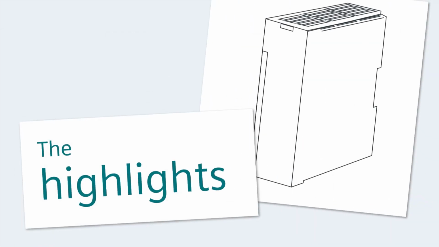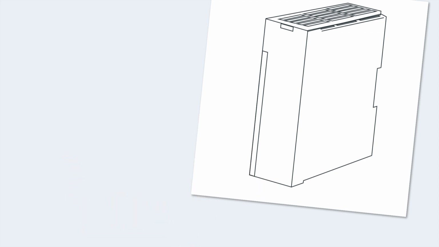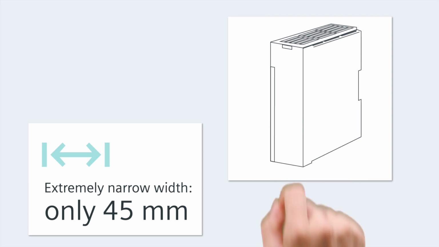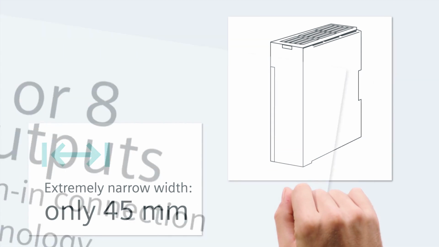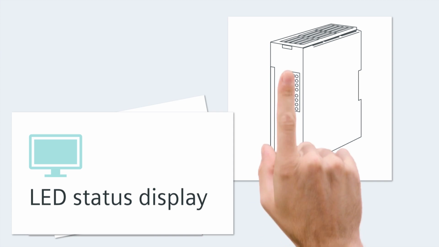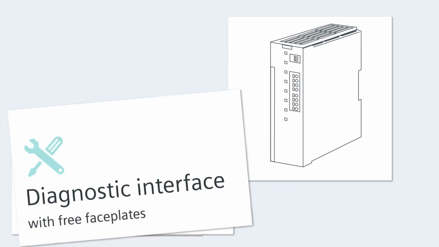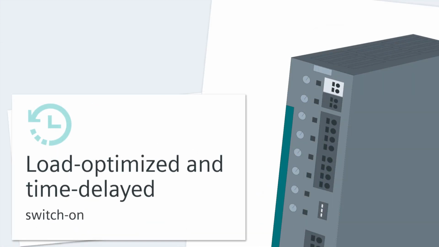Let's start with the highlights of the new SITOP selectivity modules. They have an extremely narrow width of only 45 millimeters, 4 or 8 outputs that can be set between 2 and 10 ampere, and push-in connection technology, as well as an LED status display and a diagnostic interface with free faceplates. They also permit load-optimized and time-delayed switch-on.